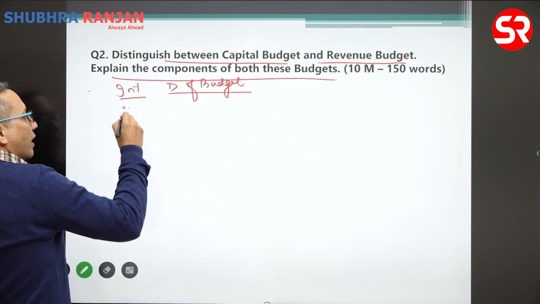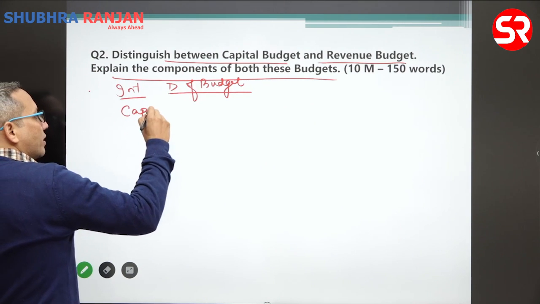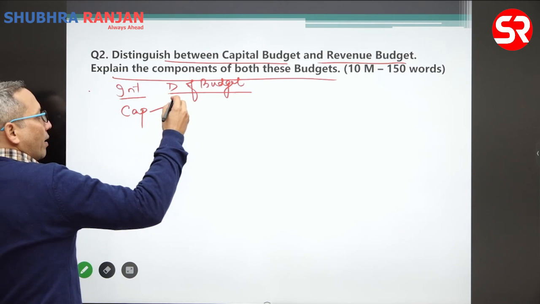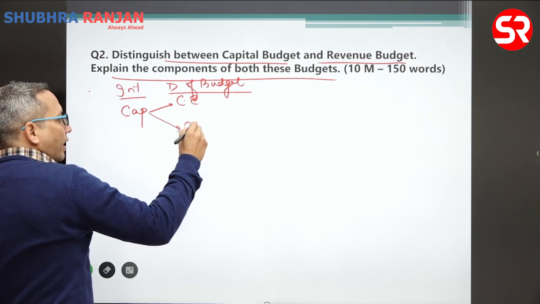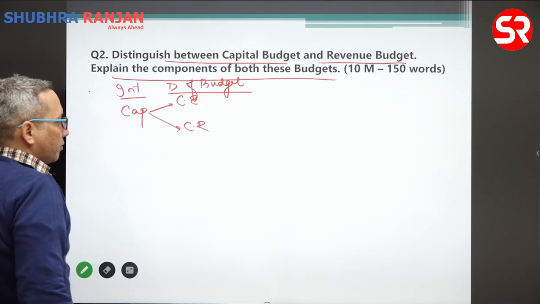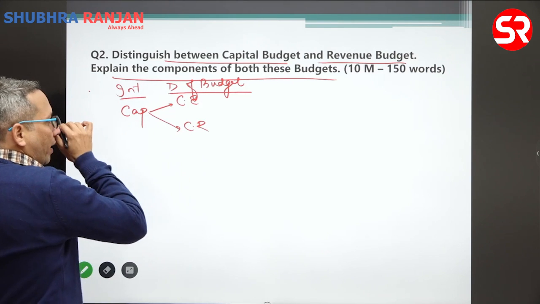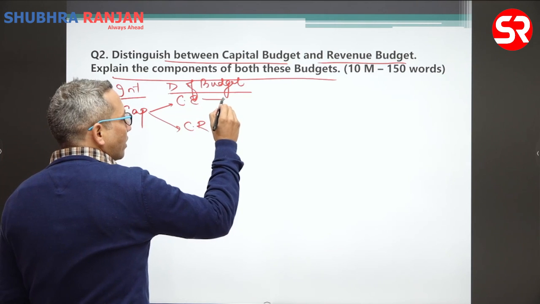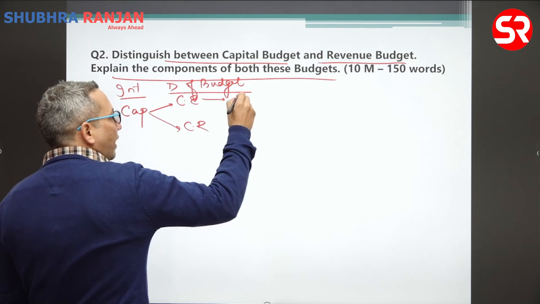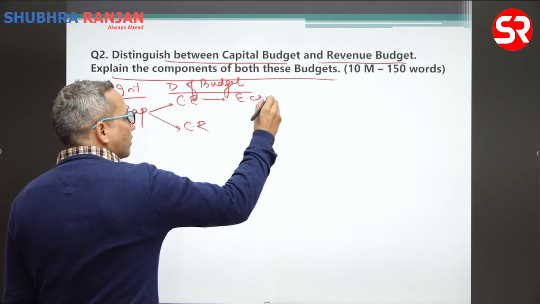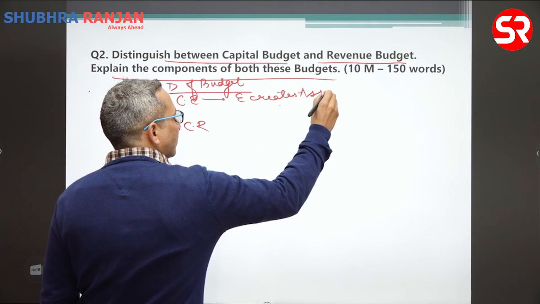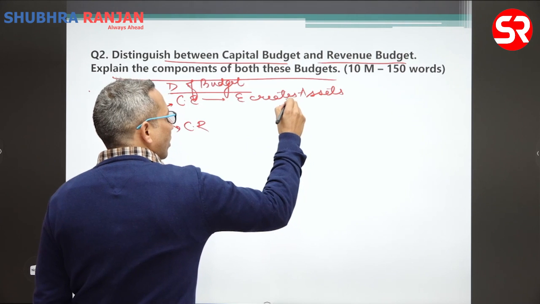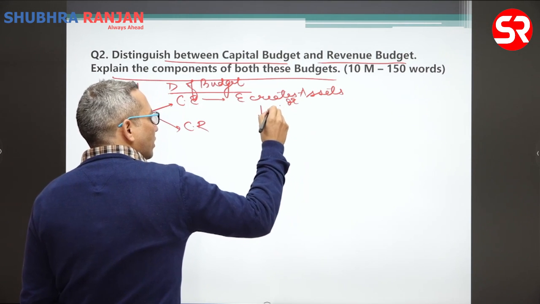We'll say capital budget consists of capital expenditure and capital receipts. So we'll say what is capital expenditure. Capital expenditure either creates assets or it reduces the liabilities.